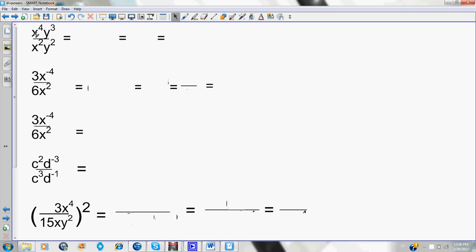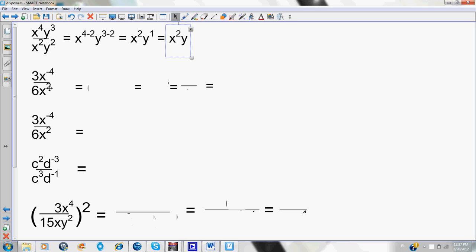So x to the fourth over x squared. Remember, we're subtracting exponents. So that's going to be x to the 4 minus 2 and y to the 3 minus 2. 4 minus 2 gives us 2, so we'll have x squared. And 3 minus 2 gives us 1. But in algebra, remember, if there's a 1, it is understood and you don't have to put it. So we would write x squared y, leaving the 1 exponent off.